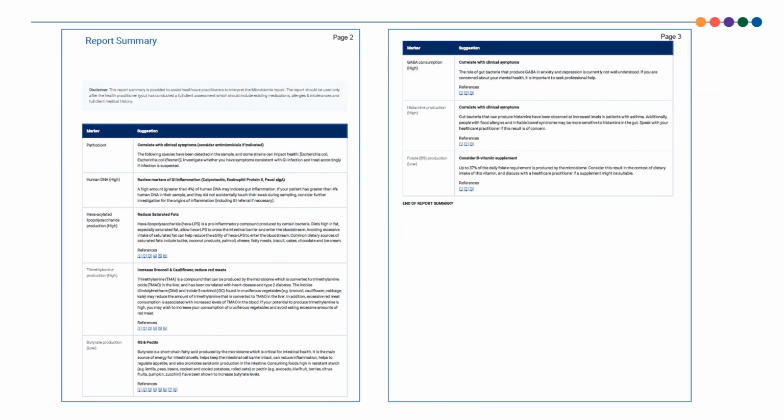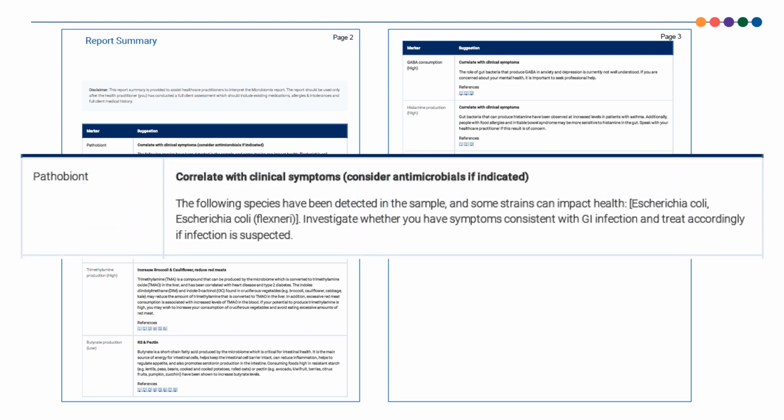The report summary is located at the beginning of every report. This is where you will find clinically actionable therapeutic considerations that will help improve a patient's gut microbiome. Here we see that the patient has 2 organisms that are considered pathobionts or potential pathogens. These may cause diarrhea, and the clinician should address this according to the patient's clinical picture.